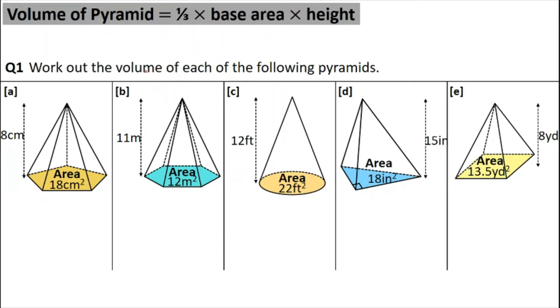Okay, the answers for these. The first one, we should have done 1/3 times 18 times 8 for 48. This is a pentagonal base.